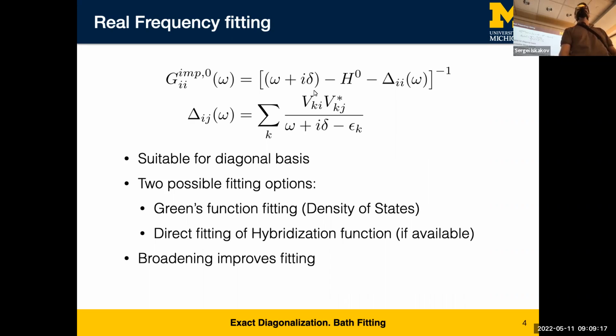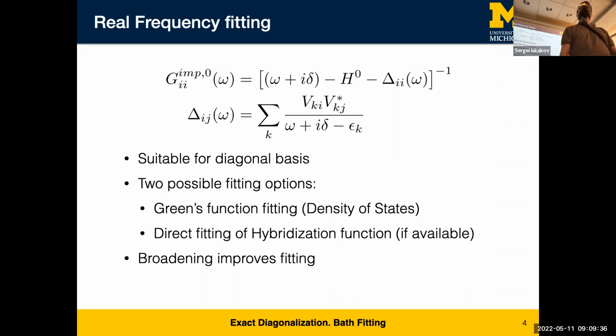That type of fitting usually works kind of okay if we are able to stay in the diagonal basis. So when each impurity orbital only has its own bath, and this bath does not cross with other impurity orbitals.